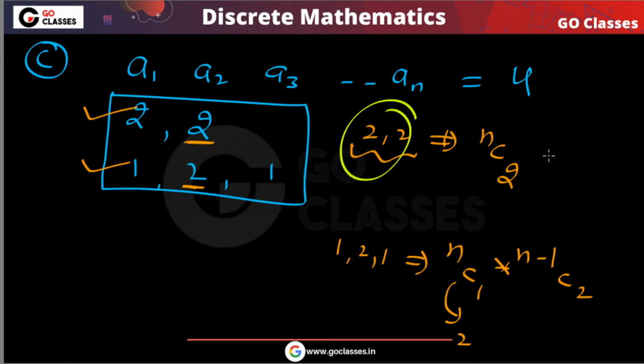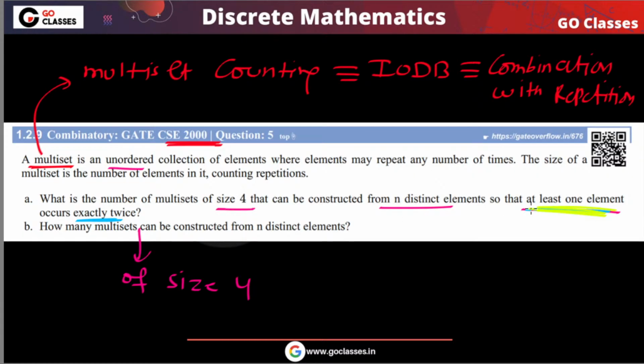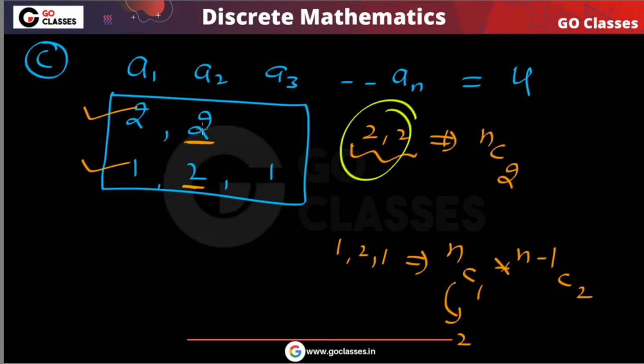Okay, is this clear that you must have these two cases? Asis, is this clear? So either you should have this case or you should have this case, because the question itself is saying at least one element must occur exactly twice. So these two must be there.